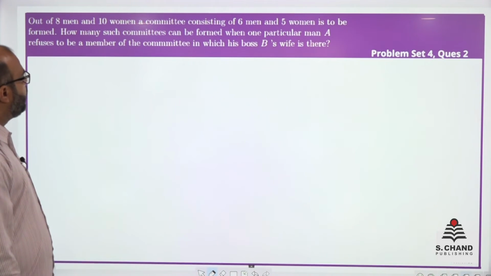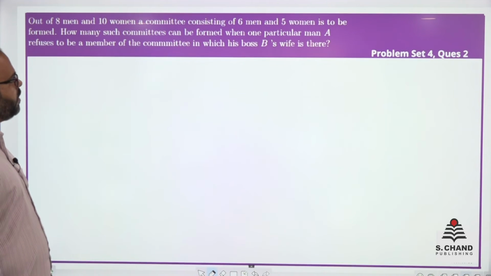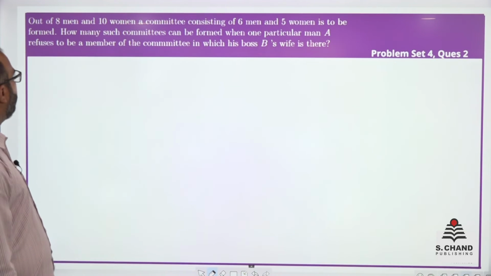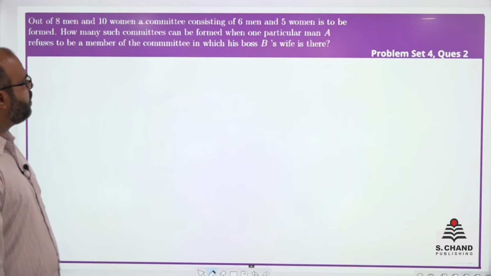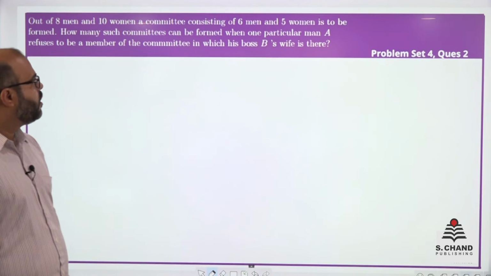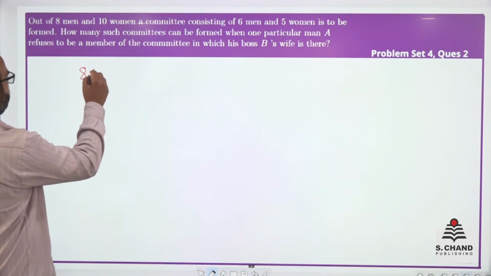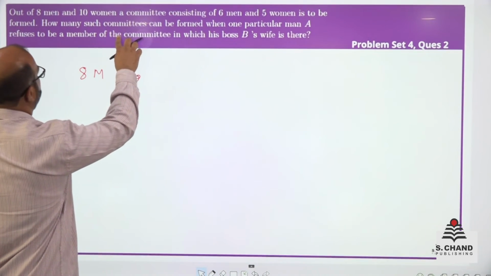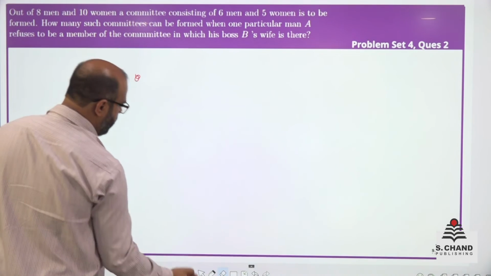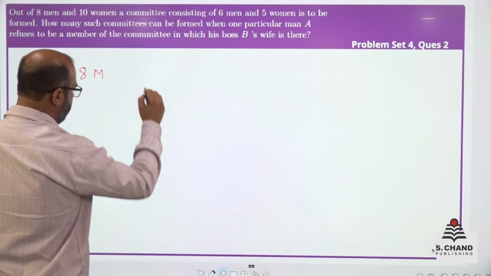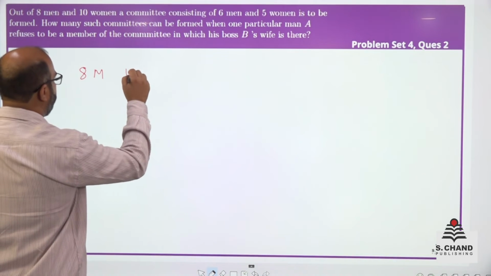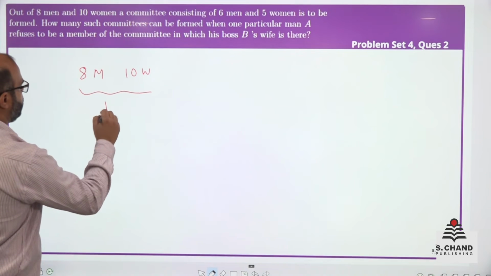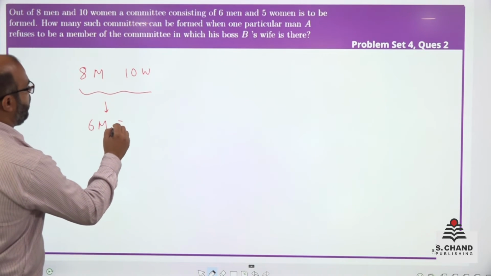Out of 8 men and 10 women, a committee consisting of 6 men and 5 women is to be formed. How many such committees can be formed when one particular man A refuses to be a member of the committee in which his boss B's wife is there? So, total men are 8, total women are 10. So, we have 8 men and 10 women, and we have to make a committee of 6 men and 5 women.